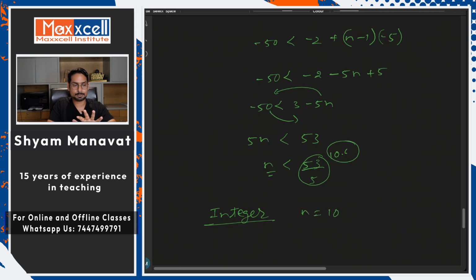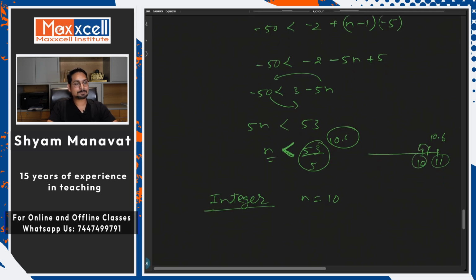I hope that's clear to you. What is the highest value n can take? Here I am getting 10.6. So the closest integer for 10.6, the highest value, is 10. Although many of you might say, sir, closest is 11. But here we need to look at this sign also. We need to show some respect to this sign too. So n is less than 10.6. So which integer is less than 10.6? 10, right? So n equals 10.